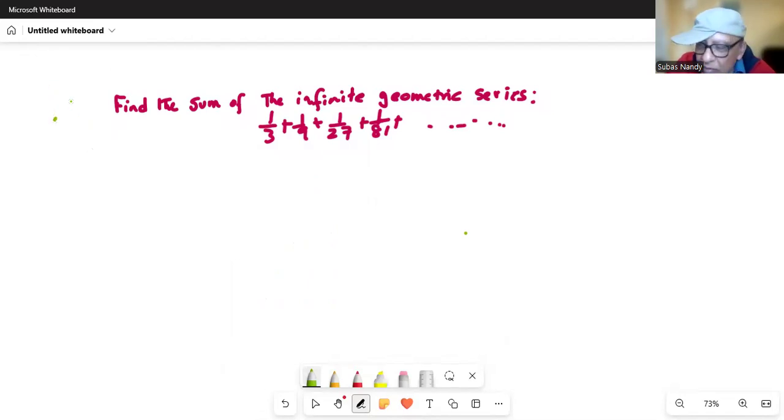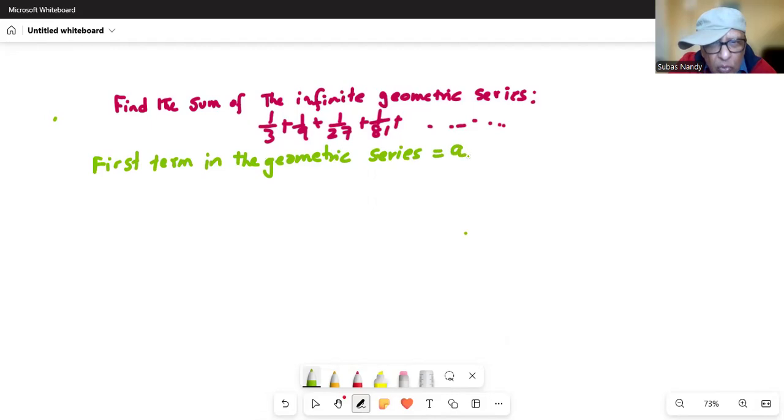The first term in the geometric series is equal to A1. That is a common notation for the first term, in this case equal to 1/3. And then we need to know R, which is the common ratio.